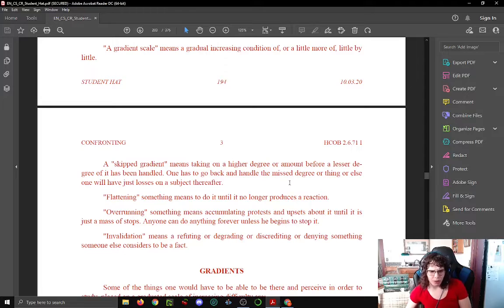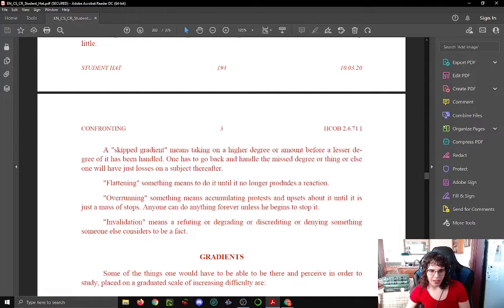Invalidation means a refuting or degrading or discrediting or denying something someone else considers to be a fact. They can consider it to be a fact all they want, but if it's not a fact, it's not a fact. And auditors are not supposed to invalidate PCs. You can't invalidate anyone in Scientology, because otherwise you're going to get into ethics trouble. But invalidating, discrediting.